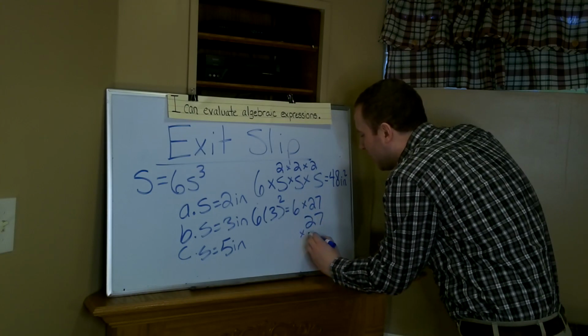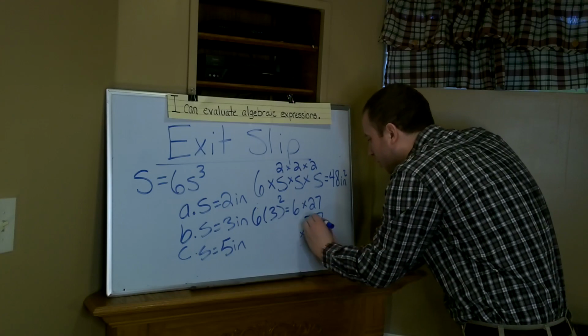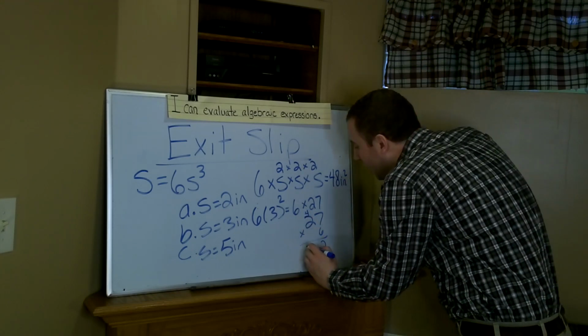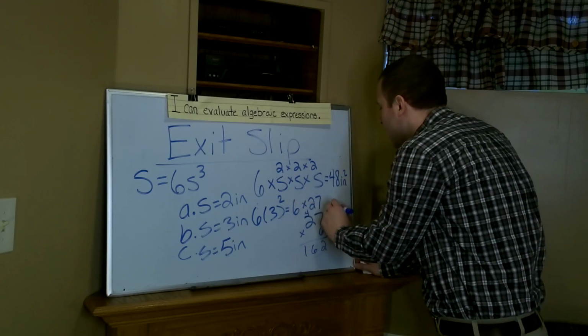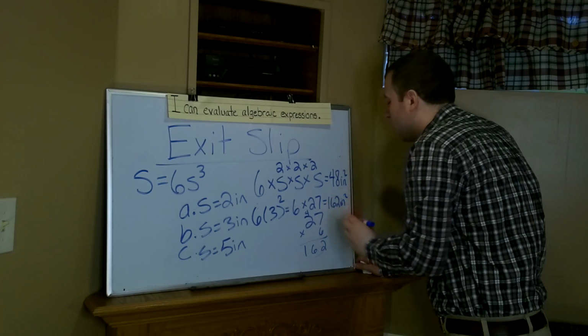So 27 times 6. 6 times 7 is 42. And 2 times 6 is 12. Add 4 will give you 16. So the answer for this one is 162 inches squared.